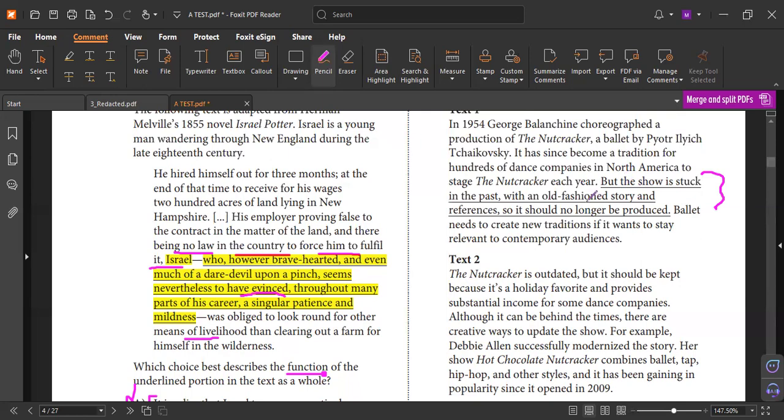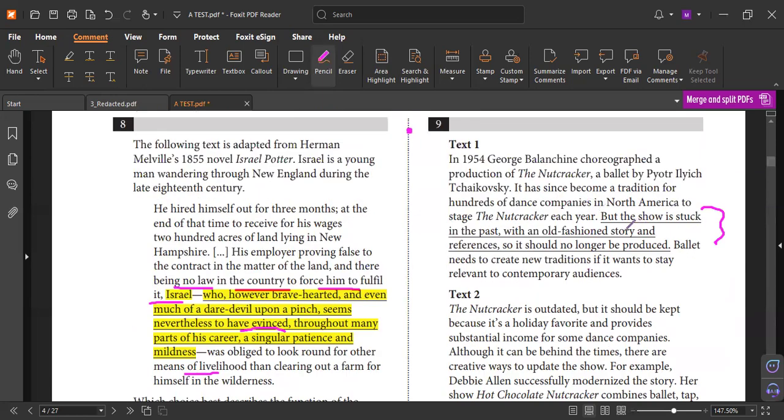Now let's memorize the underlined. I always read very quickly, and when I come to a stop, I summarize. A production of the Nutcracker has since become a tradition for hundreds of dance companies in North America. But the show is stuck in the past, meaning stopped in the past or has problems, with an old-fashioned story and references. So, because the show is stuck, it should no longer be produced. This is the main point of the underline.